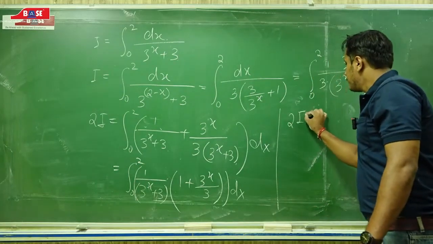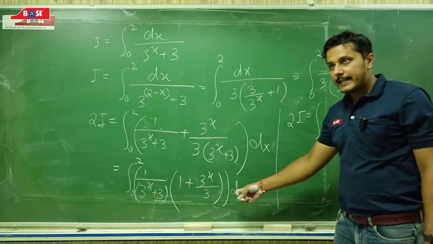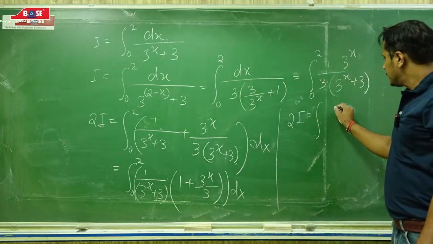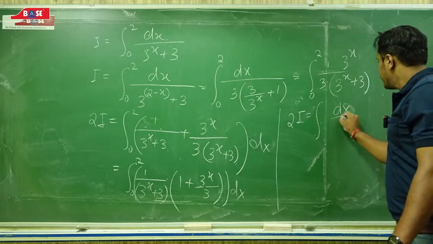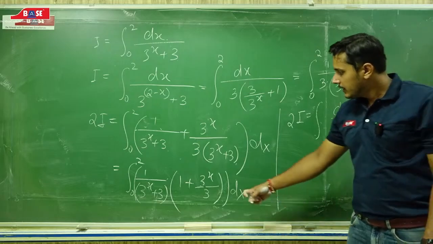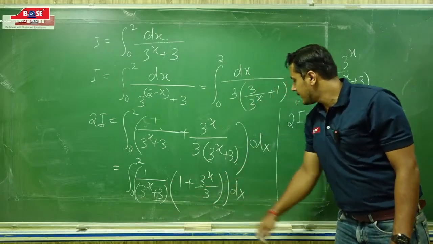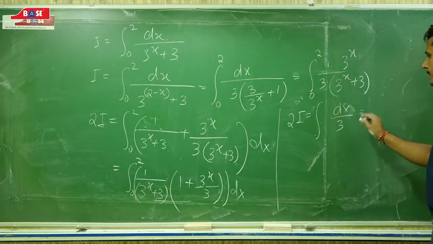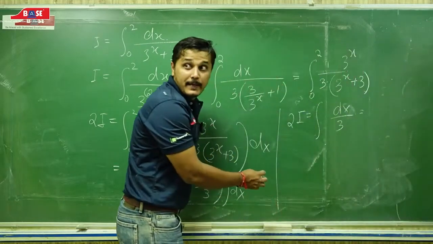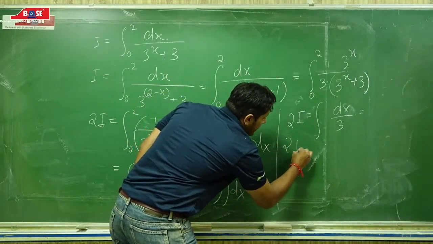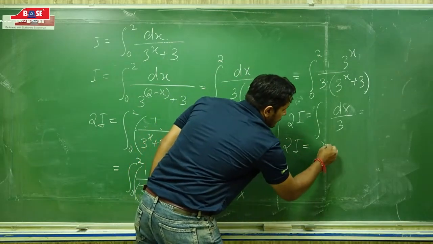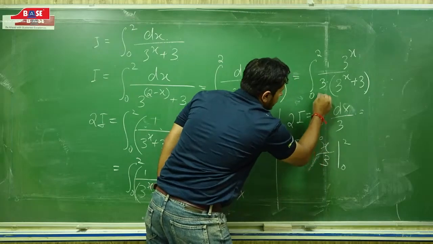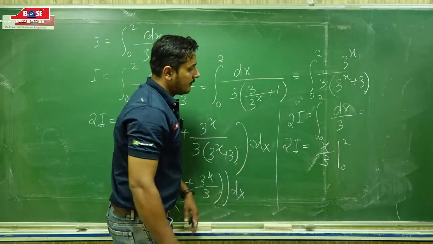2I is equal to, if you take LCM over here, clear? So this will become dx by 3 only. We will be left only with this 3. This and this will get cancelled after taking LCM. So the integration of this is x by 3, so 2I is equal to x by 3 with limits 0 to 2. This is 0, this is 2, so this will become 2 by 3.